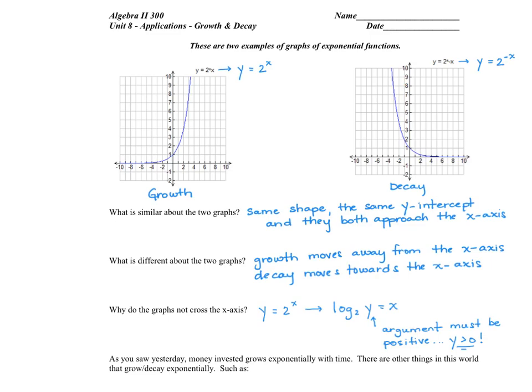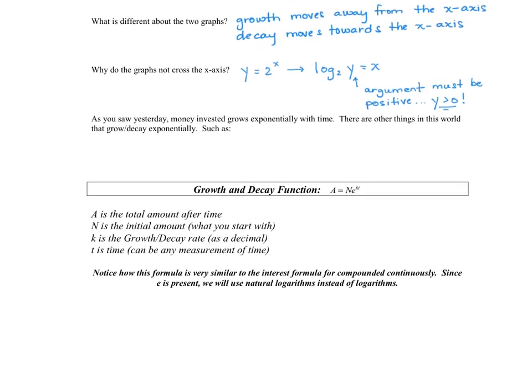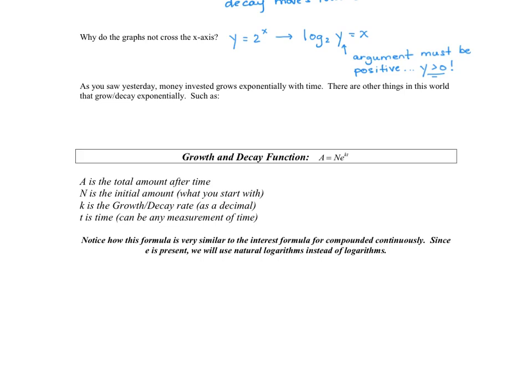Yesterday, you learned about how money invested grows exponentially over time. There are some other things that either grow or decay exponentially, and they include things like populations, bacteria, or diseases, just to name a few.